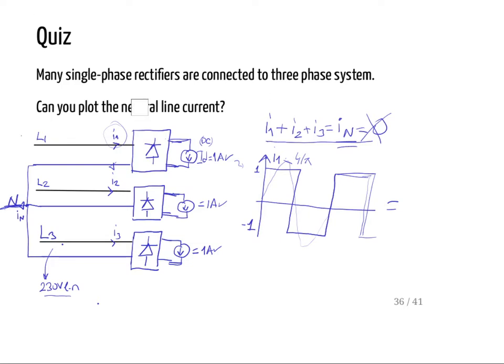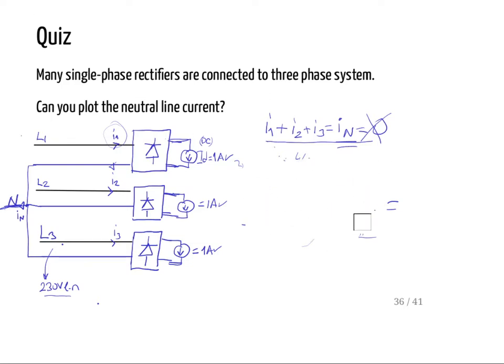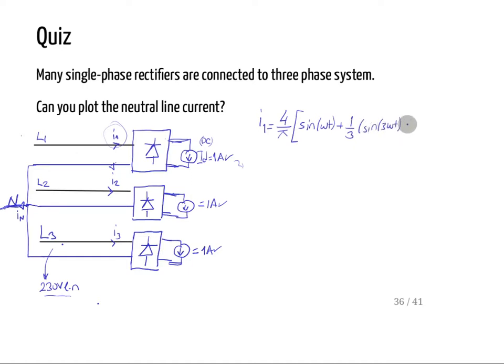Let me represent I1 using the Fourier series. I1 is equal to 4 over pi times sine omega t plus 1 over 3 sine 3 omega t plus 1 over 5 sine 5 omega t, and it goes like that with the 7th, 9th and so on.